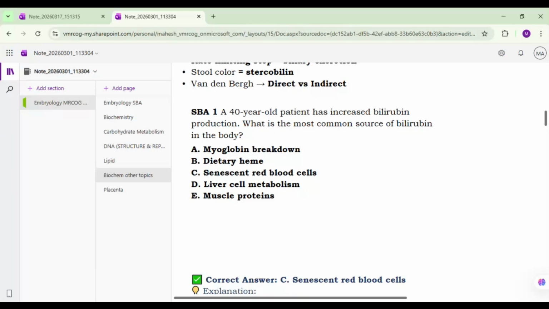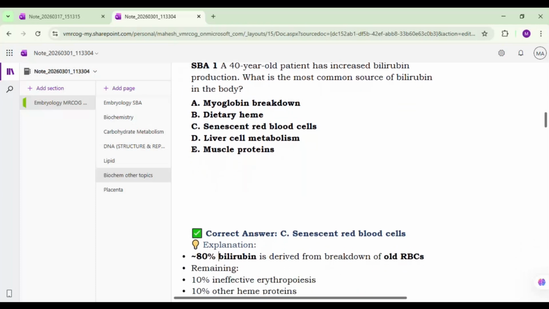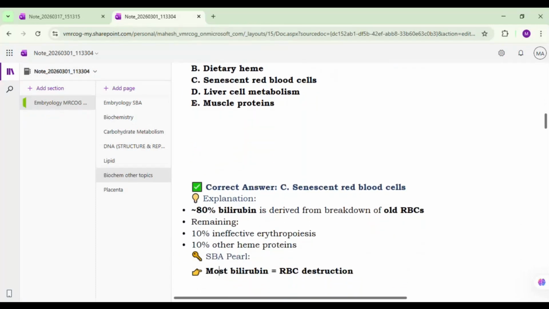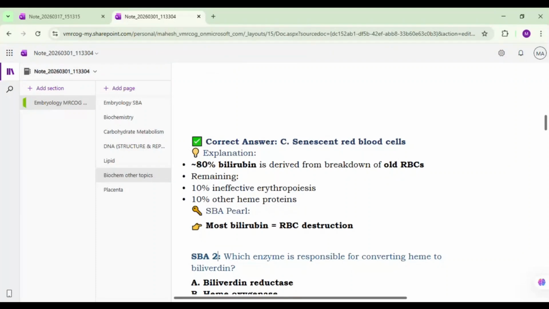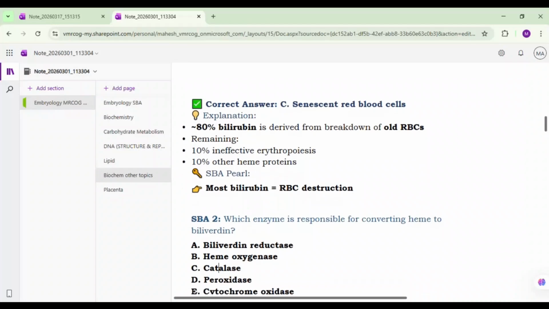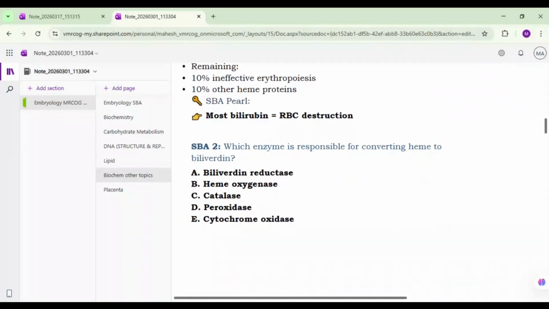The options are myoglobin breakdown, dietary heme, senescent red blood cells, liver cell metabolism, and muscle protein. Option C, red blood cells. Senescent RBCs: 80% of bilirubin is derived from breakdown of old RBCs. The remaining 10% is from ineffective erythropoiesis and 10% from other heme proteins. So most bilirubin is because of RBC destruction.